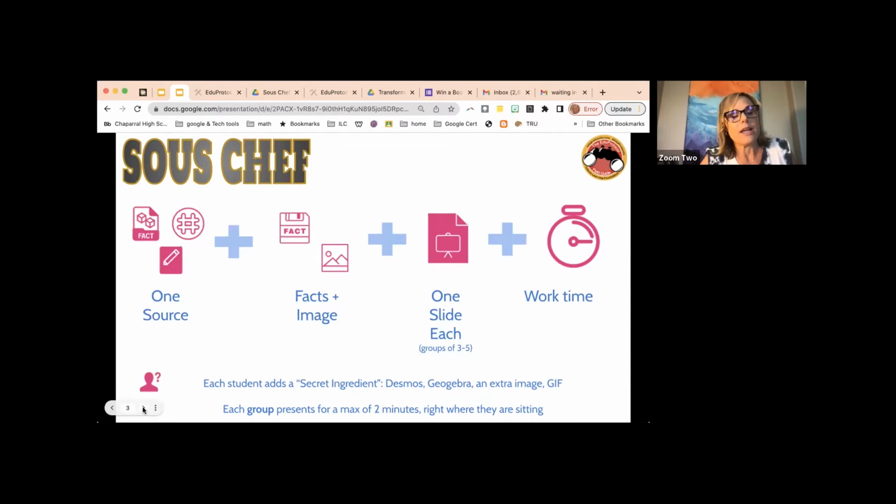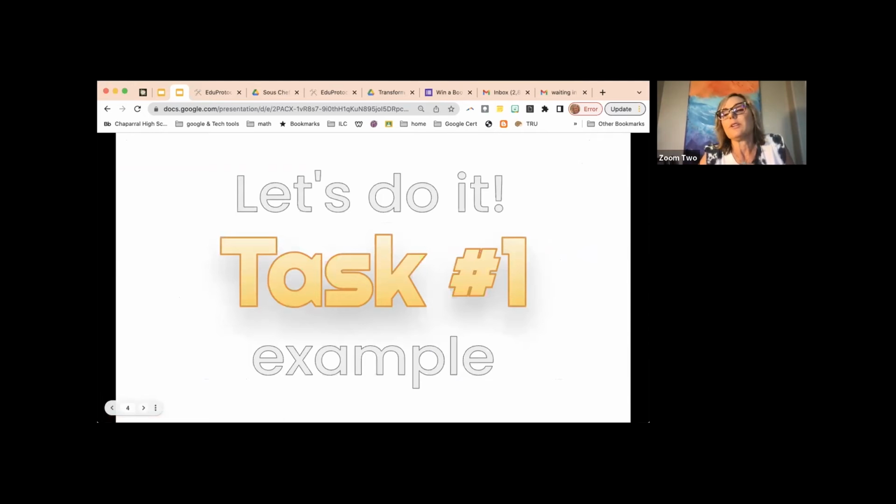So let me go ahead and show you what's going to happen. Now, we're going to do 2 tasks while we're here. Both of them are kind of at the secondary level.